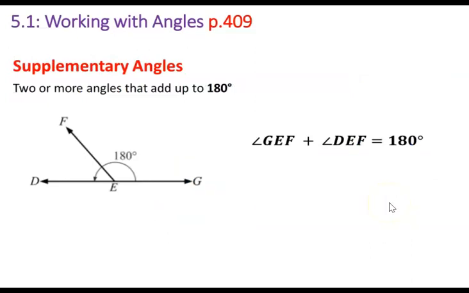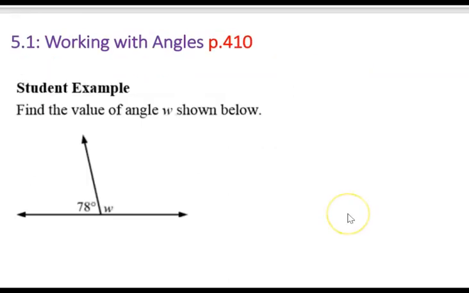Lastly, let's look at supplementary angles. When I see supplementary, I think of straight, because these are two or more angles that form a line, two or more angles forming 180 degrees. So we can see DEF and FEG, they're making 180 degrees together. They are supplements. When we see this student example, we see we have 78 degrees sharing a line with W.